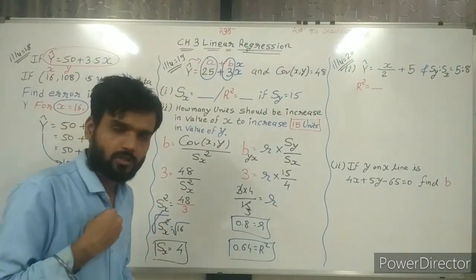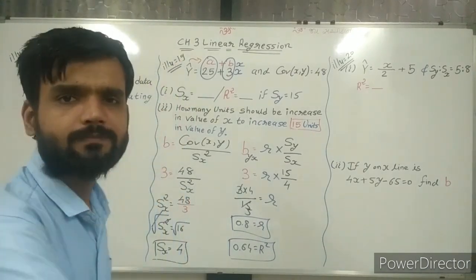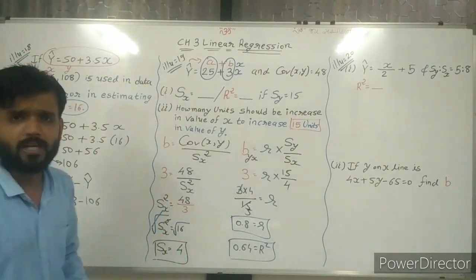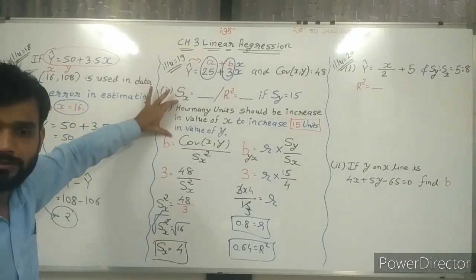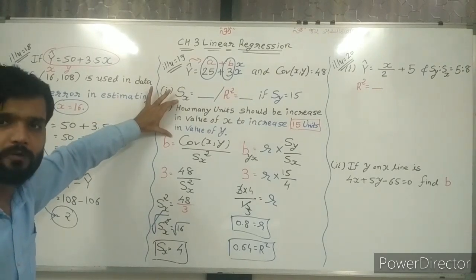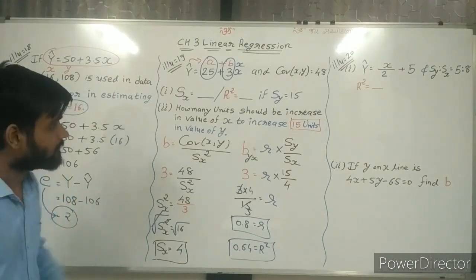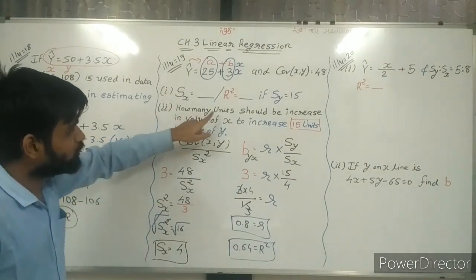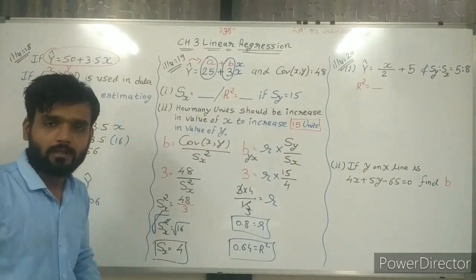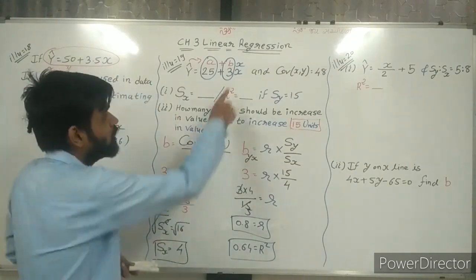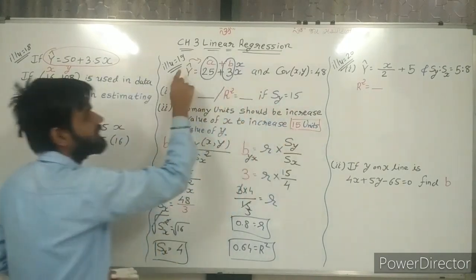Now I am definitely sure that up to this level, in this question, you don't have any difficulty. I am confident about it. Now talking about the second question in the same illustration number 19. How many units should be increased in the value of X? How many units am I increasing in the value of X, so that there is a 15 unit increase in Y?